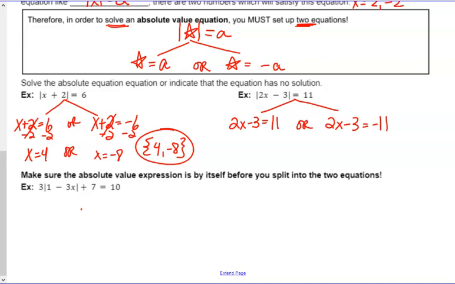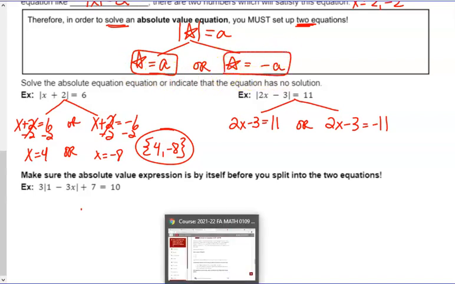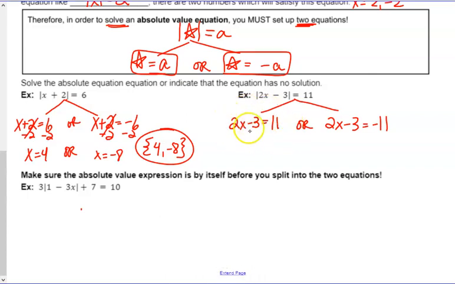So again, you have two separate equations. This one being one where it's equal to the positive, this one being the second one where it's equal to the negative version of your a value. We're going to solve this exactly the same. So let's start with this one. If I want to get x by itself, we're two steps away by first having to add 3 to both sides and get 2x equals 14.